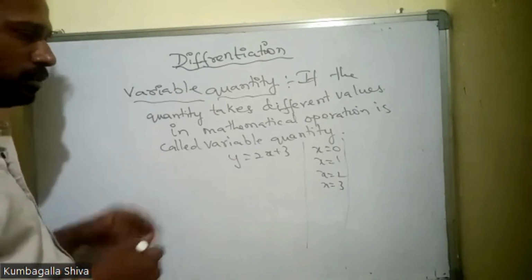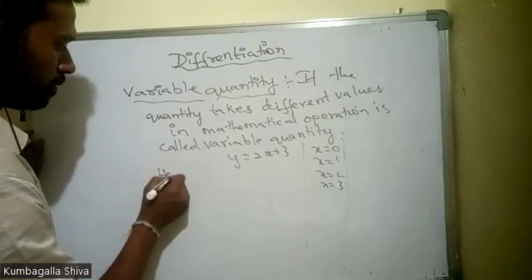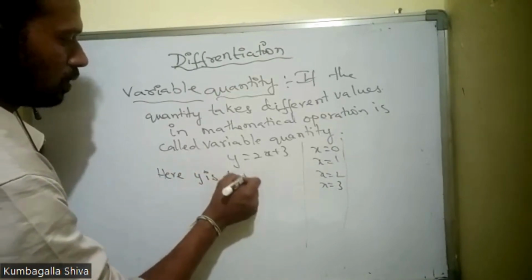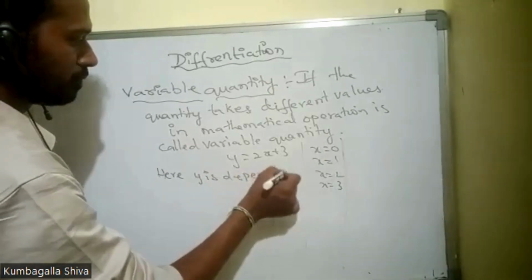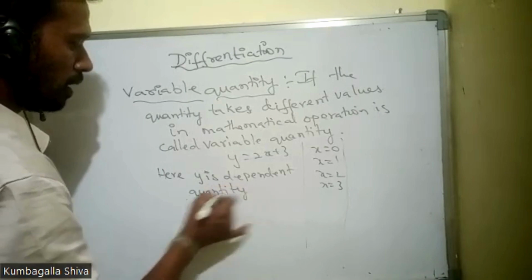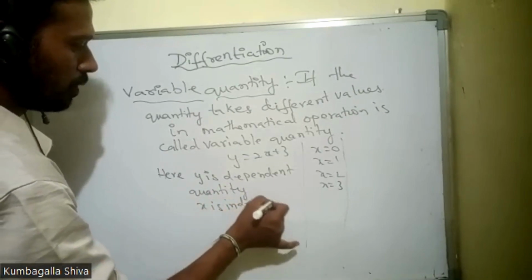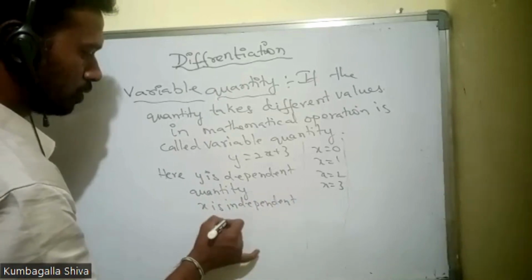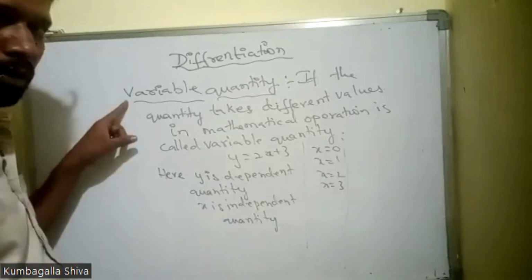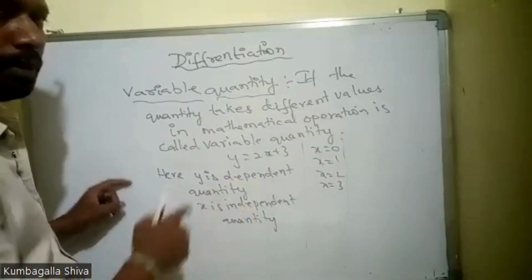And the basic information I'm giving here: y is the dependent quantity and x is the independent quantity. So you are having two types of quantities in variable quantities: one is the dependent, another one is independent.